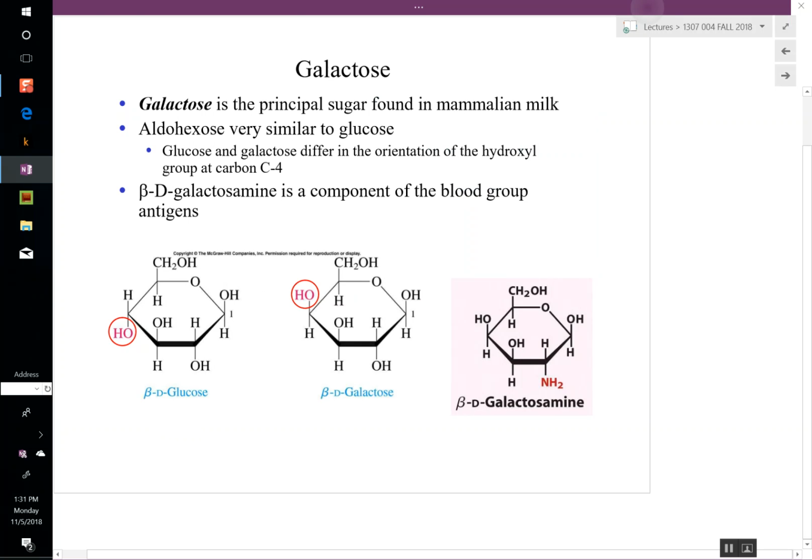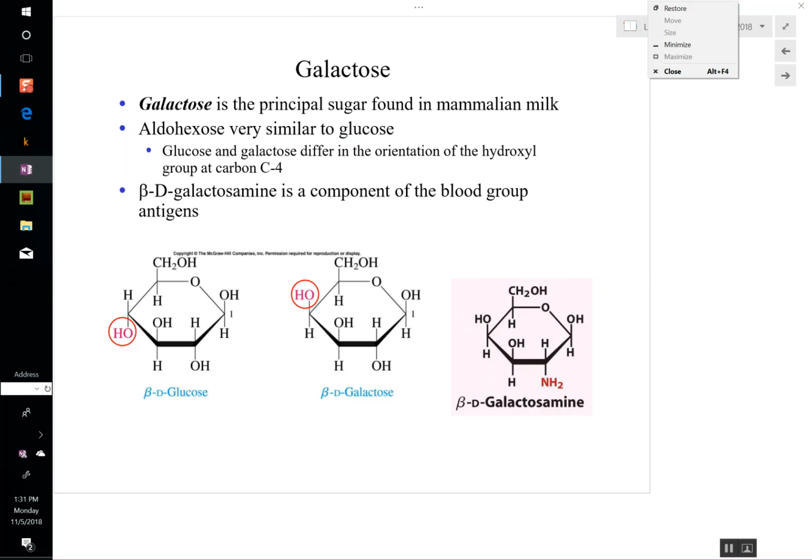Glucose, beta-D glucose: below, above, below. Beta-D galactose: below, above, above. So very, very similar molecules, just the position of one hydroxyl, and it's on carbon number 4. 1, 2, 3, 4. Carbon number 4 is the position that distinguishes glucose from galactose. And there's also beta-galactosamine.